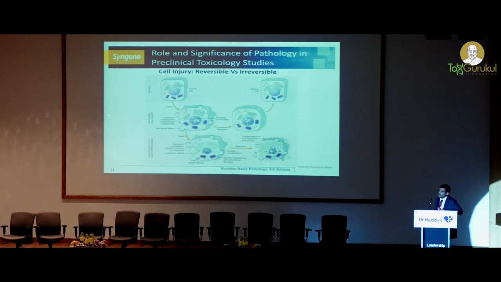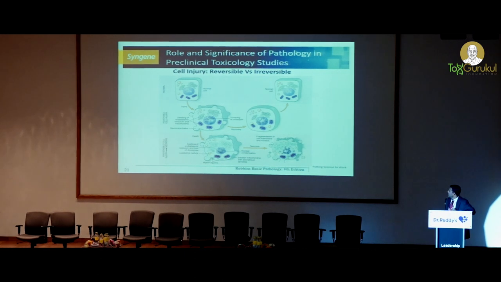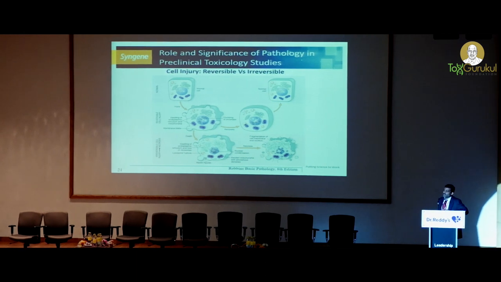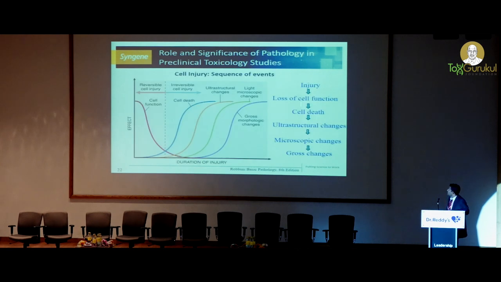If that injury is removed, then the cell will go back to normal. But if the injury is still persistent, and the toxicant is exposed for an extended duration, then it will enter the irreversible phase wherein the cell dies. Ultimately, the cell membrane ruptures and the contents are released into the extracellular space, which incites inflammation and later on resolution. So these are the sequence of events that occur during cell injury. The first thing to happen is the loss of function to the cell, and this is still a reversible stage.